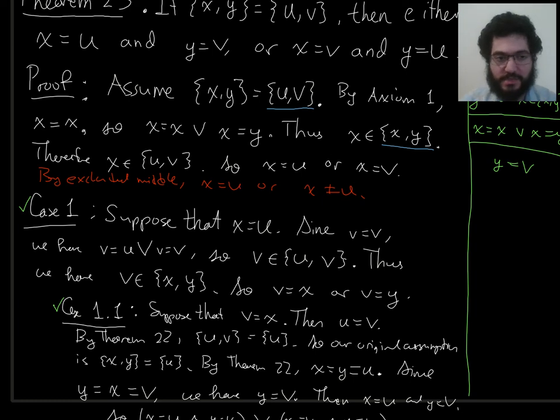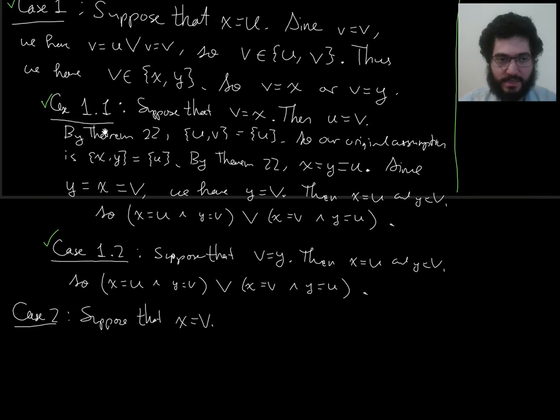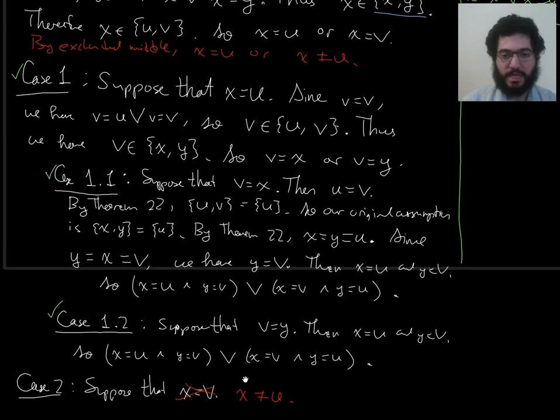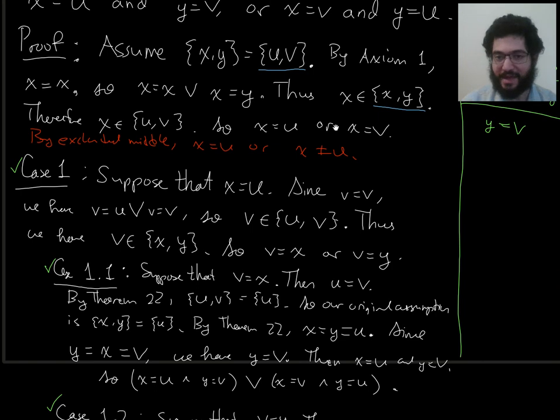So case 1, suppose that x equals u, then we can do that. Then case 2, suppose x, instead of x equals v, suppose x is not equal to u. This is giving me something stronger to work with. And I say it's stronger because I still know that either x equals u or x equals v.